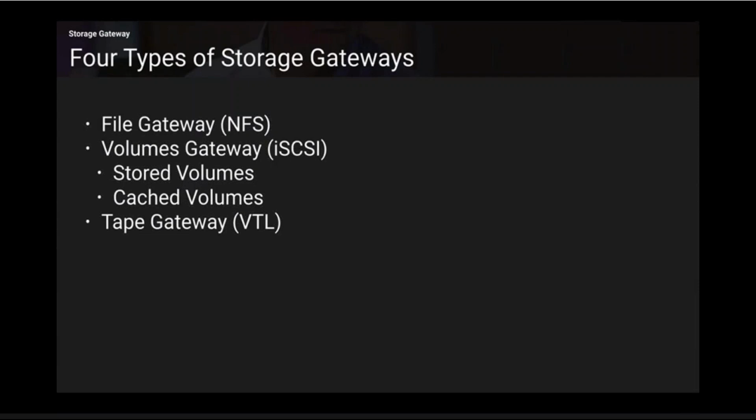So usually there are three types of gateways: file gateway, volumes gateway, and tape gateway. Volumes gateway has two different types, that is stored volumes and cached volumes. File gateways work on the NFS protocol. Volumes gateways work on the iSCSI protocol, and tape gateways are basically called virtual tape libraries. So let's check out what a file gateway is.